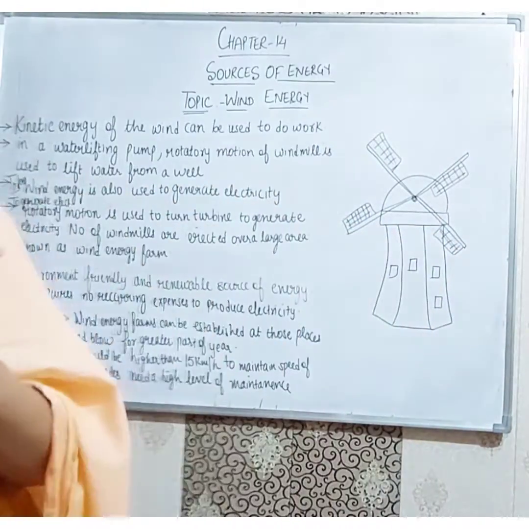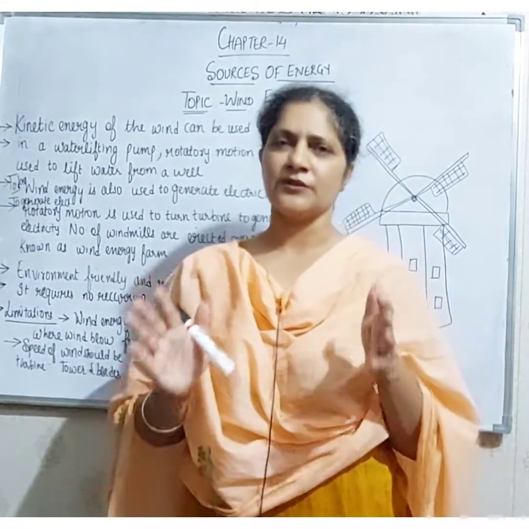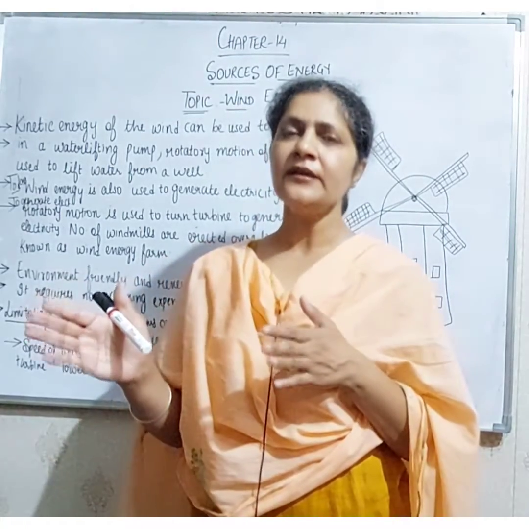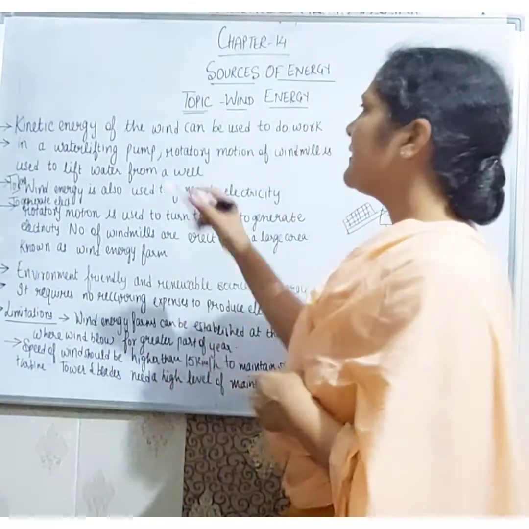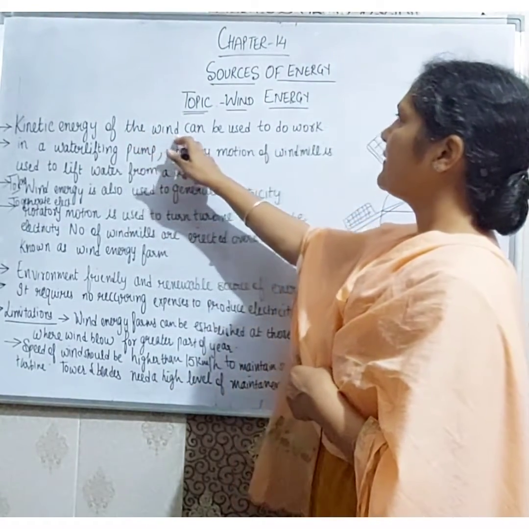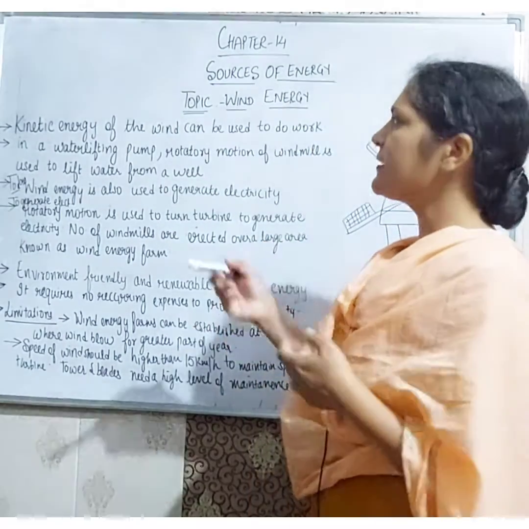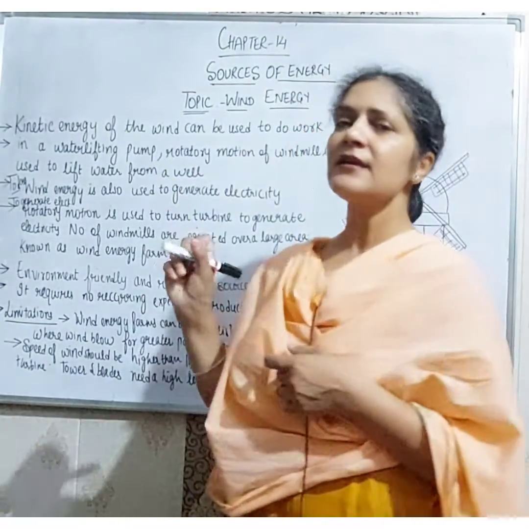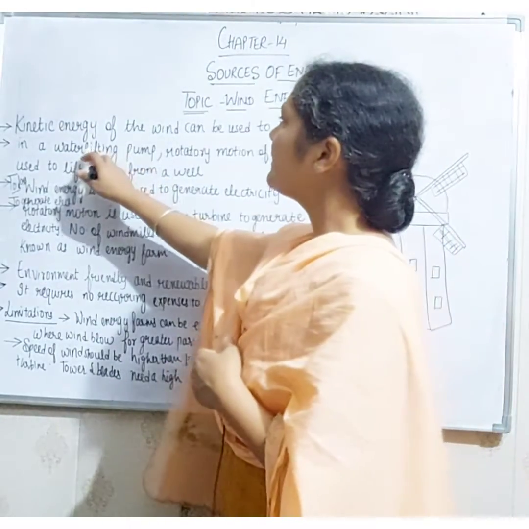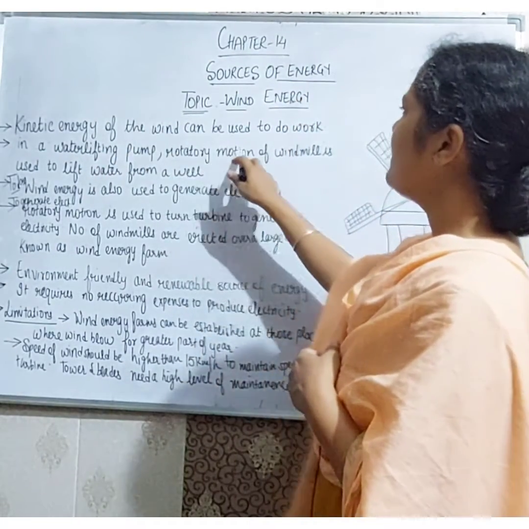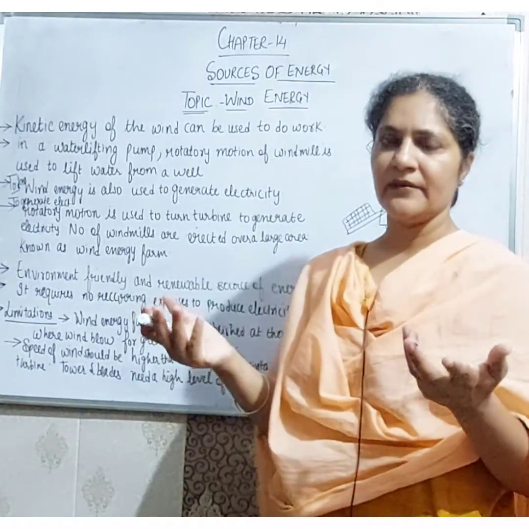Students, as you all know, the unequal heating of the landmass and the water bodies by solar radiation generates air movement and causes winds to blow. The kinetic energy of the wind can be used to do work, like in a water lifting pump, because in the past people were using windmills for water lifting. The rotatory motion of a windmill is used to lift water from a well, right students?